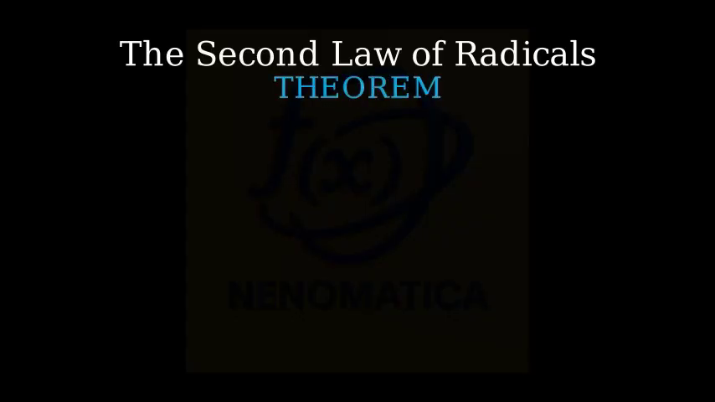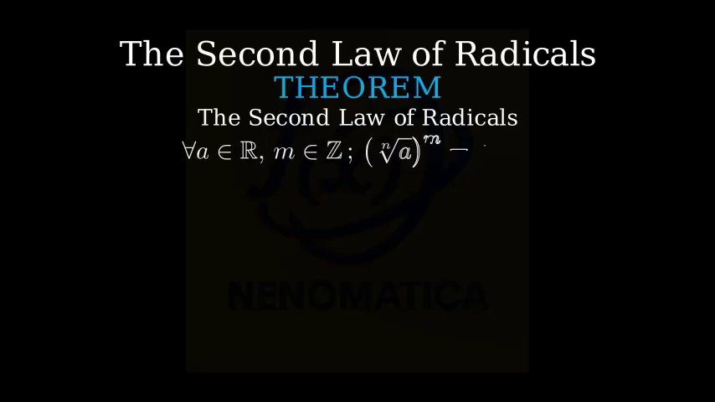The second law of radicals states that for any real number a and any integer m, the nth root of a raised to the power of m equals the nth root of a raised to the power of m. In mathematical notation, we write this as, for all a in R, m in Z, the nth root of a raised to the power of m equals the nth root of a to the power m. This equality is defined where the nth root of a exists.